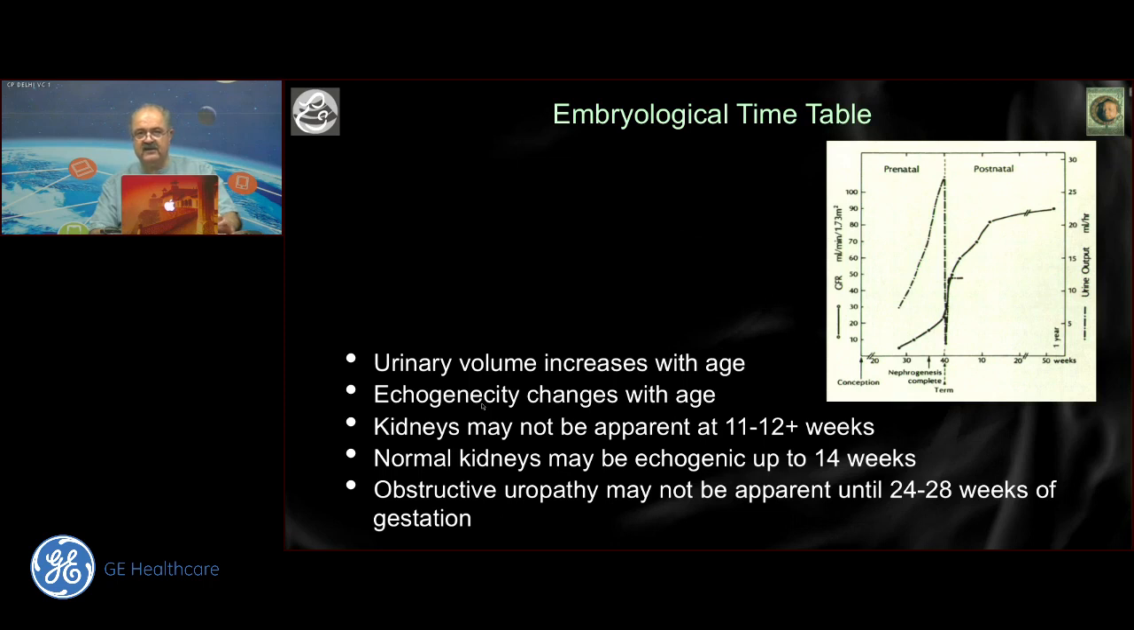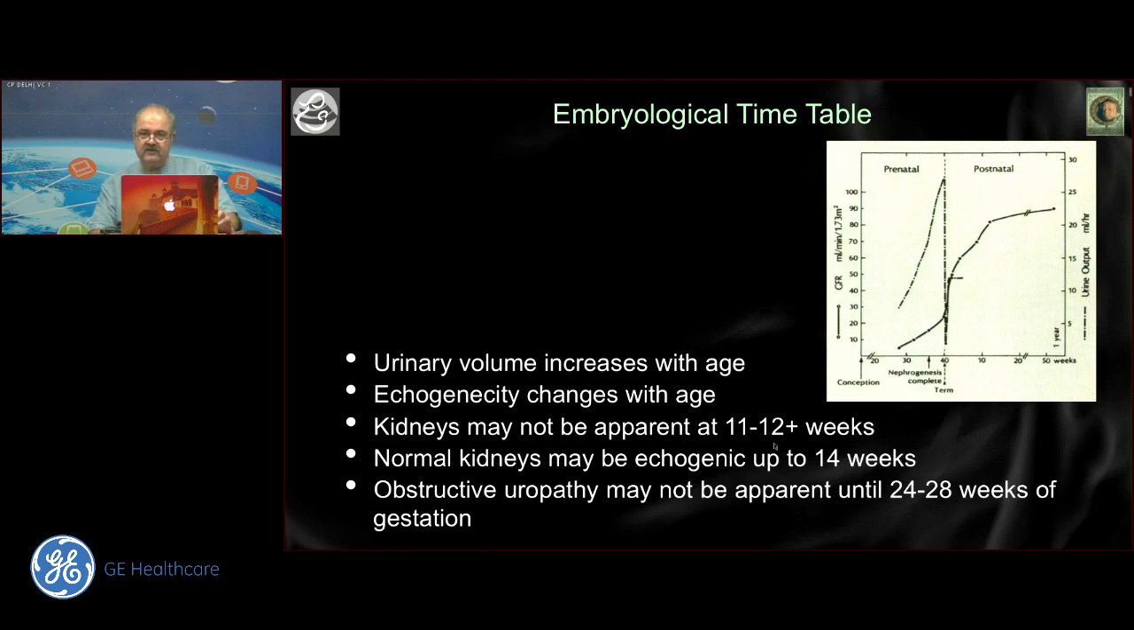And in between, you might just have a homogeneous echogenicity, which is relatively more than that of the surrounding or the adjacent liver. Again, like I said before, kidneys may not be apparent all the way up to the 12-week scan. And even at the 12-week scan, you may not see 10 to 20% of the kidneys.